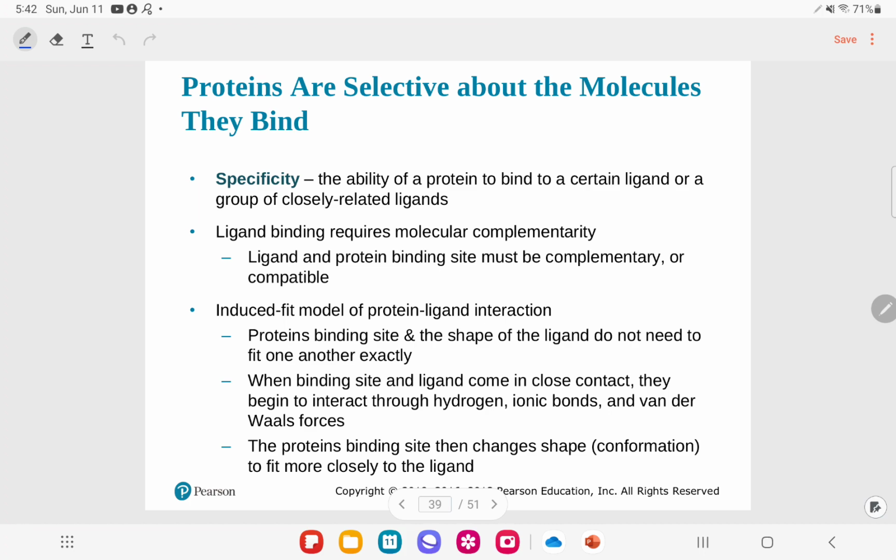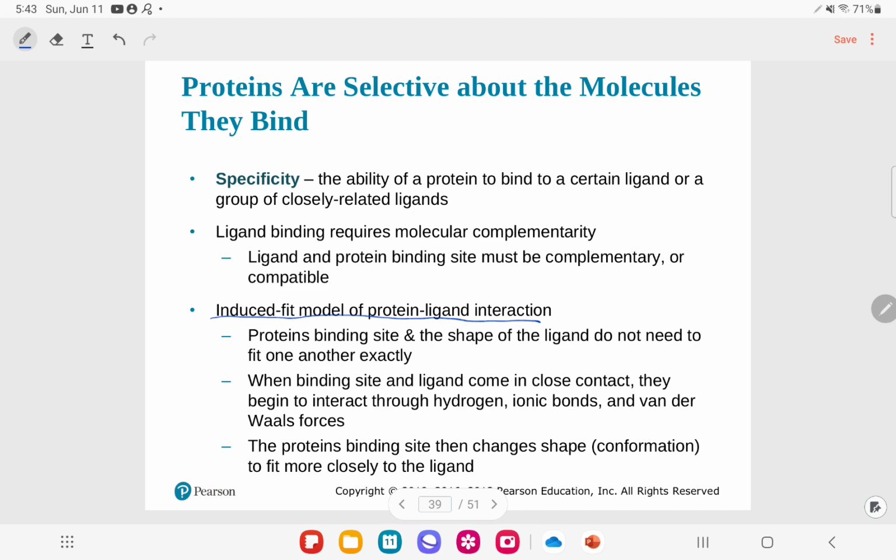So when we're looking at the binding of proteins to their ligand, or enzyme to their ligand, we look at the model of induced fit. In this induced fit model of protein-ligand interaction, the protein's binding site and the shape of the ligand don't need to fit one another exactly, like an exact match. However, when the binding site and the ligand come into close contact, they begin to interact through hydrogen bonds, ionic bonds, and van der Waals forces. And so that protein binding site then changes shape, or conformation, to fit more closely to that ligand. So now they have a tighter fit.